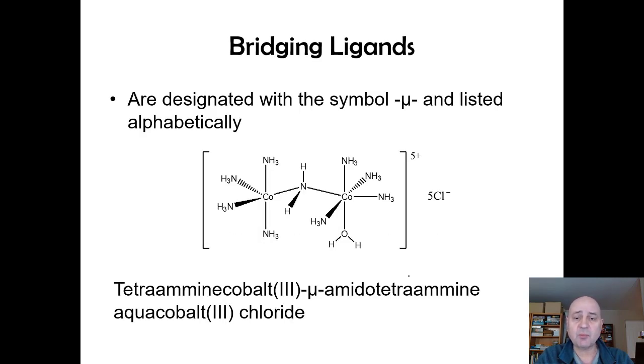So we also have bridging ligands. We saw this already. We use the symbol mu to indicate which ligand is bridging, but we would name it in the same fashion we just learned.